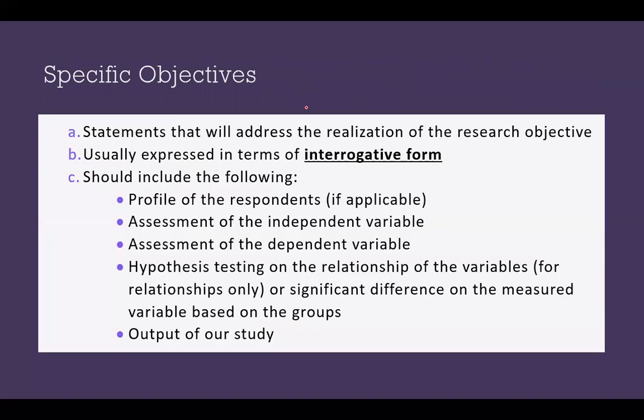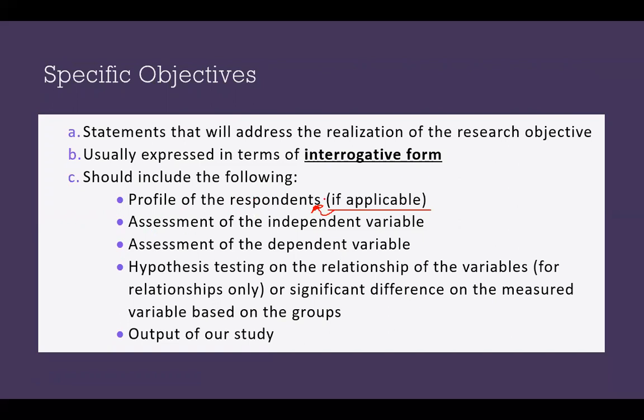But next we will look at the specific objectives. These specific objectives are statements that will usually address the realization of the research objective, and they are usually expressed in interrogative forms. It should include the following, if applicable. Since studies in STEM are experimental, this may not be reflected, but in case there are respondents involved, include it wherever it fits.